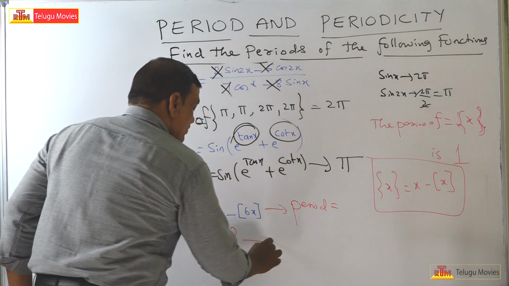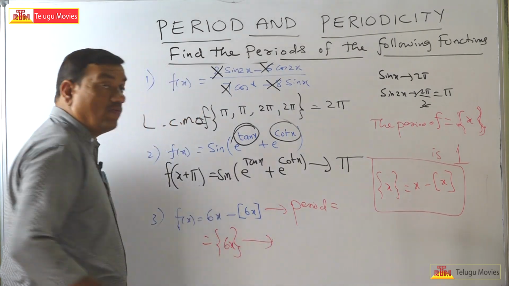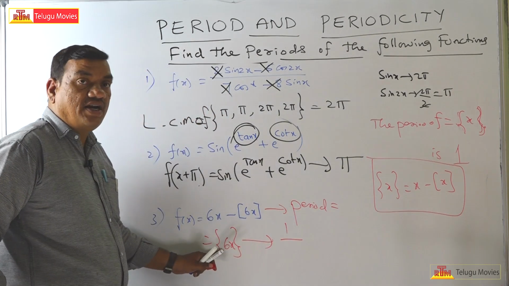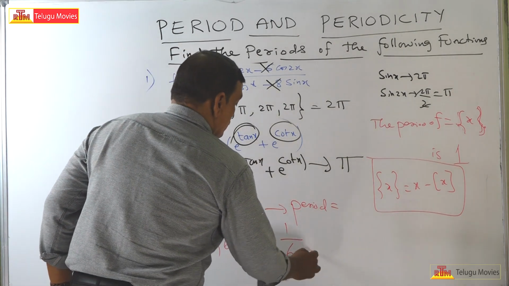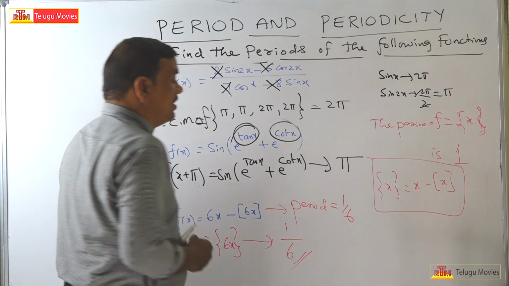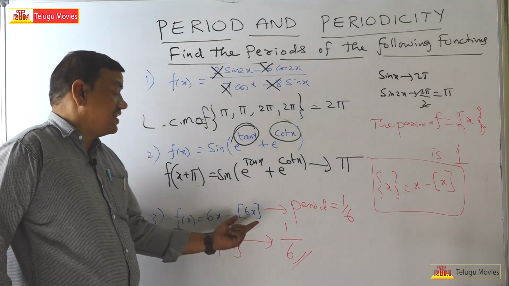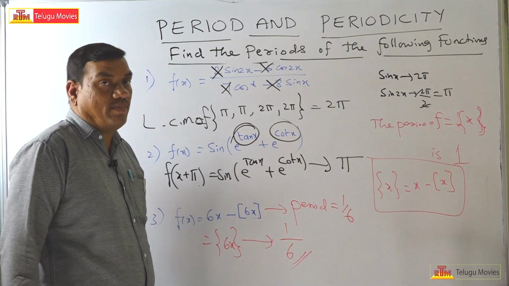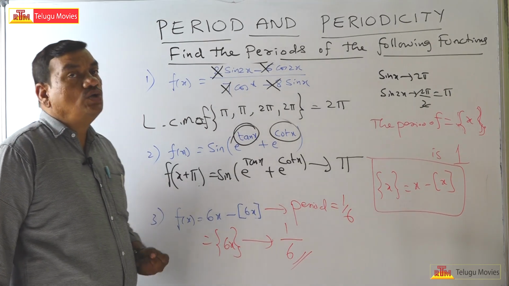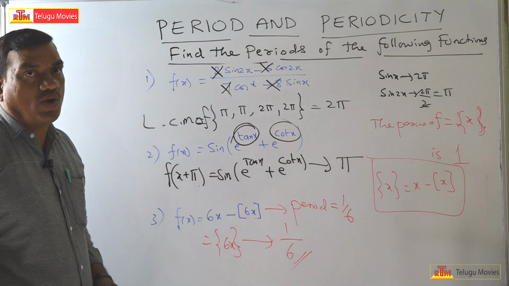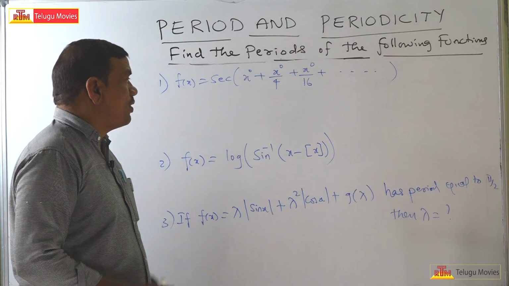So what is the period of this function? For fractional part, the period is 1 upon the x coefficient, which is 6. So therefore 1 by 6 is your answer. So the period of 6x minus step of x is equal to 1 by 6. I hope that you understand this solution. Let us see some more problems.